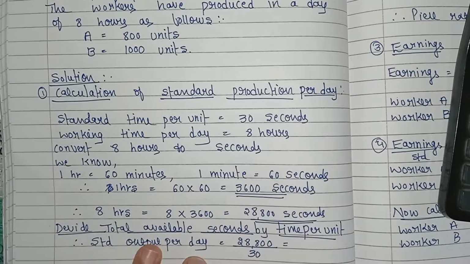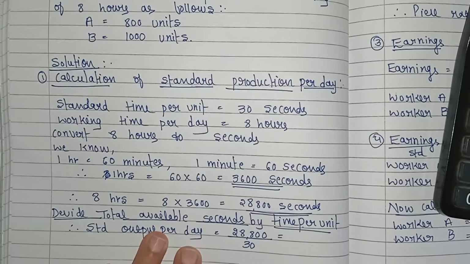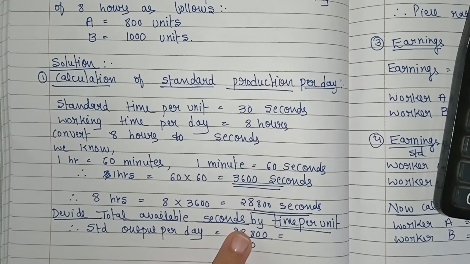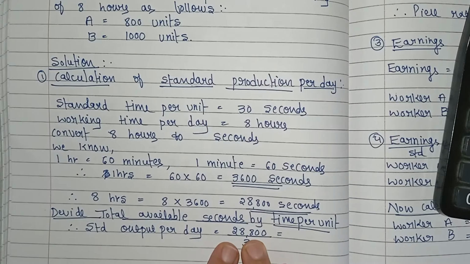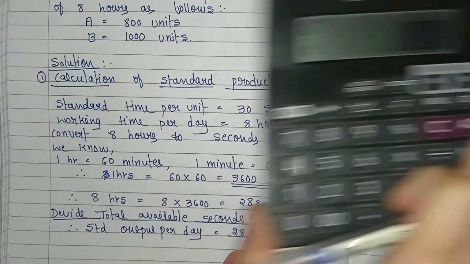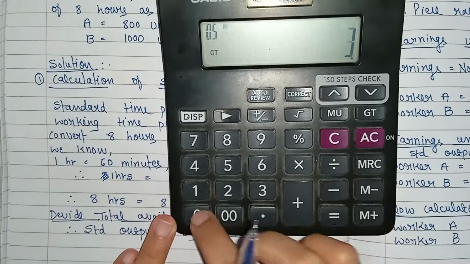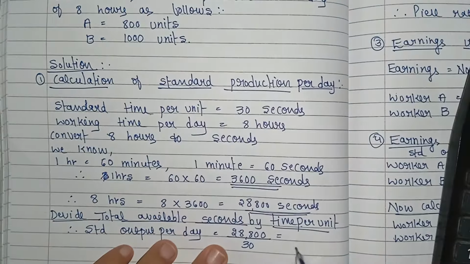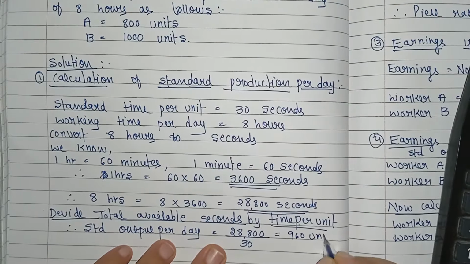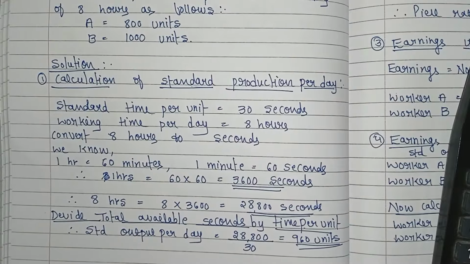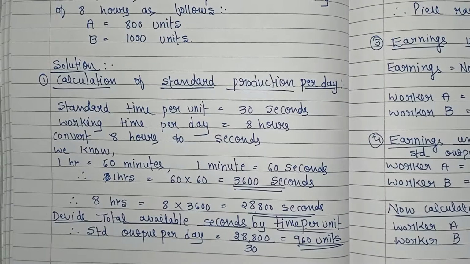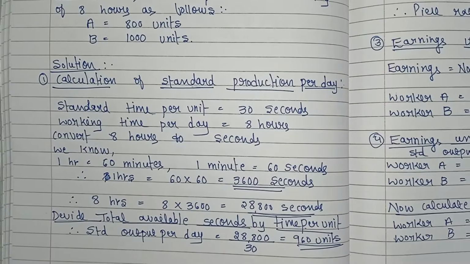Now we have to divide the total available seconds by time per unit. Then we will arrive at the standard output per day. Here 28,800 seconds divided by 30 seconds, as 1 unit takes 30 seconds. So 28,800 divided by 30 means 960 units. That is the standard output per day. Clear? So standard production per day is how many units?